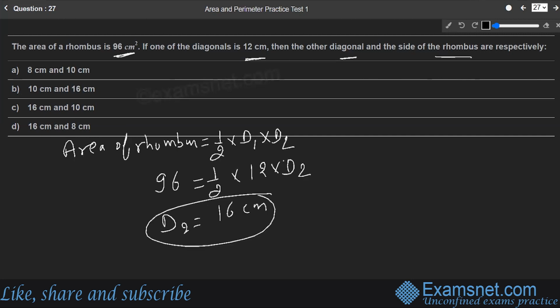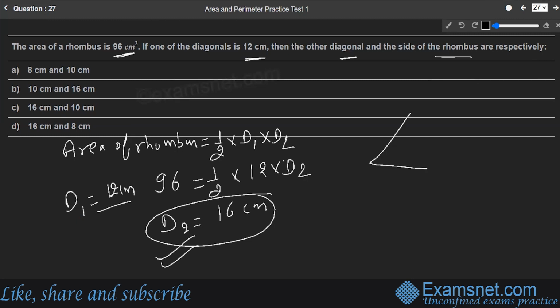So we have got both the diagonals with us. The first diagonal is of length 12 centimeter as given in the question itself, and another is of 16 centimeter. So the diagonal length has come. He also asked for the side of the rhombus. Side of the rhombus is also asked.